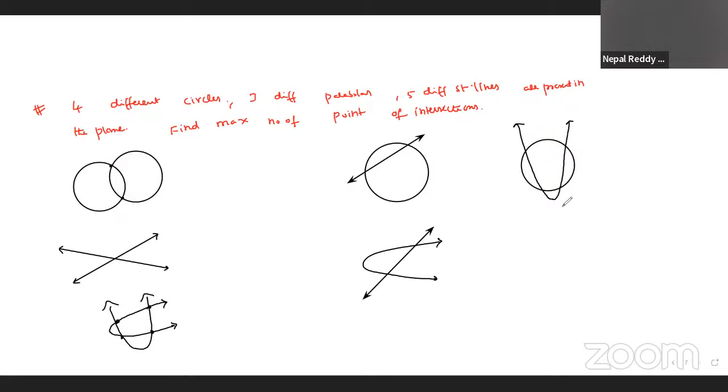Now the number of points of intersection. There are total 4 circles. Out of 4 circles, if you choose any 2, you will get 2 points of intersection. So 4C2 into 2 will become 12. Next, number of intersections by 2 lines. Out of 5, we have to choose 2 lines and their intersection is 1. Therefore, 5C2 becomes 10. Next, there are total 3 parabolas.